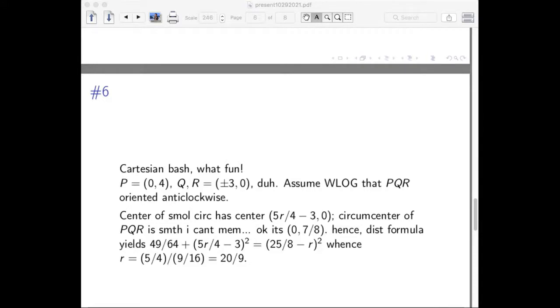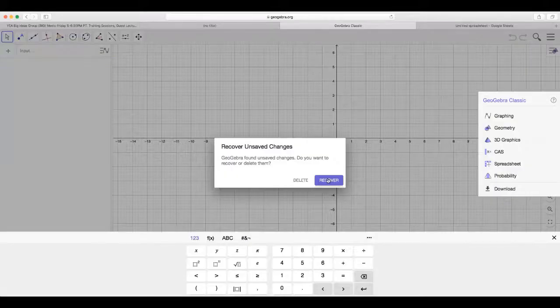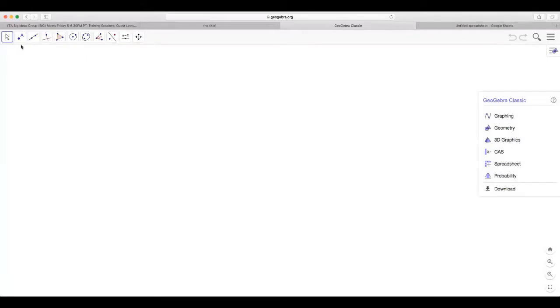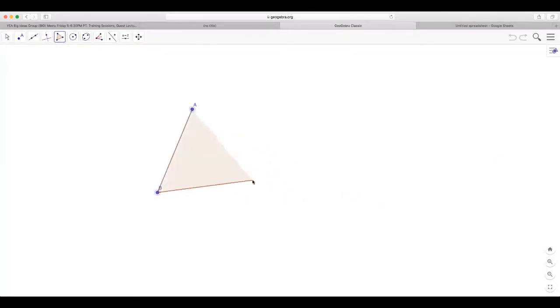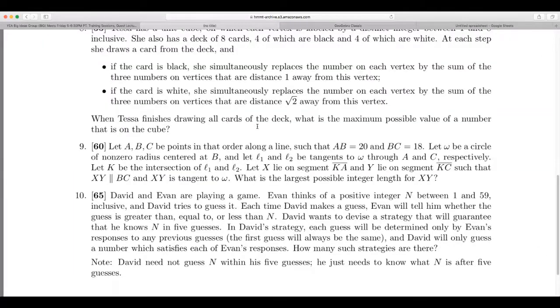Actually, you know what? Let me live GeoGebra number 9. Okay, let's go. Okay, let me switch my screen to GeoGebra. Okay, I'll start here, I guess. Why am I drawing a triangle? Okay, let's draw that. AB equal to 20, BC equal to 18. Don't worry about the lengths.